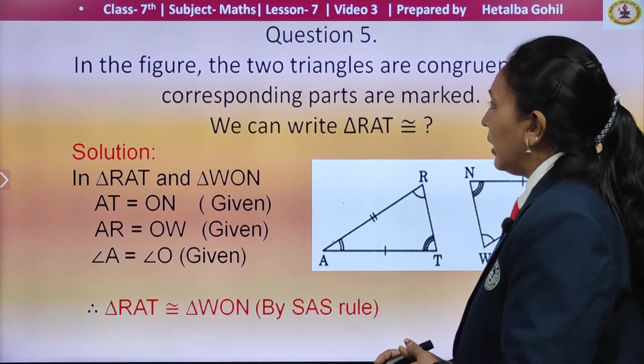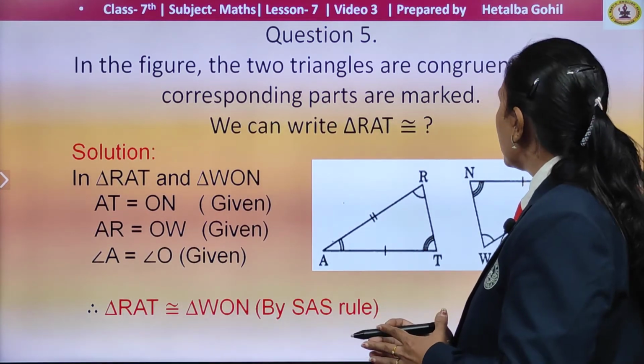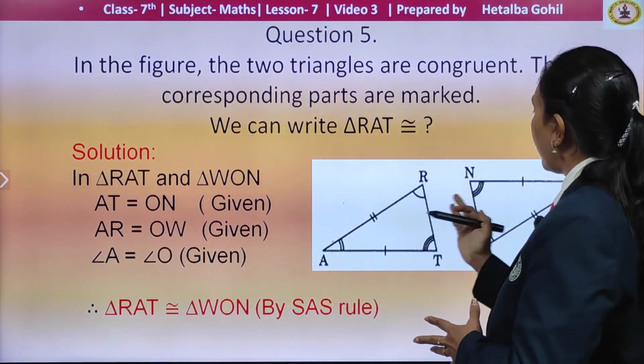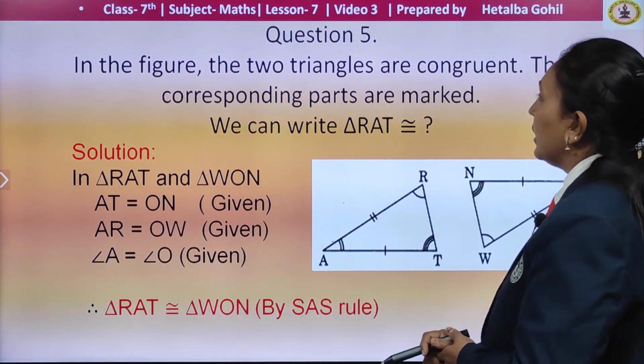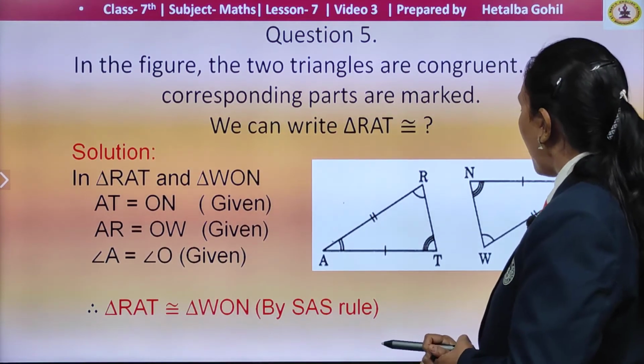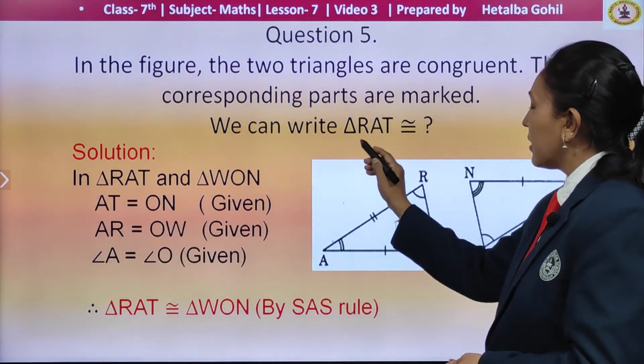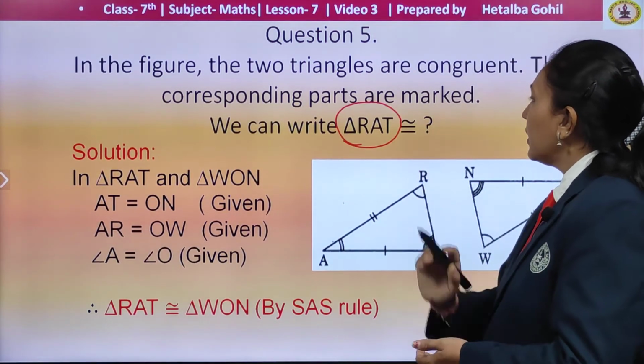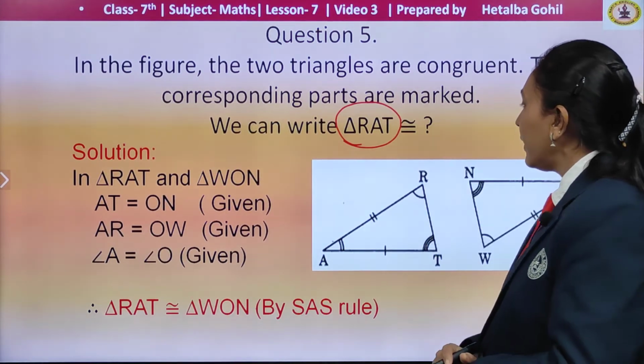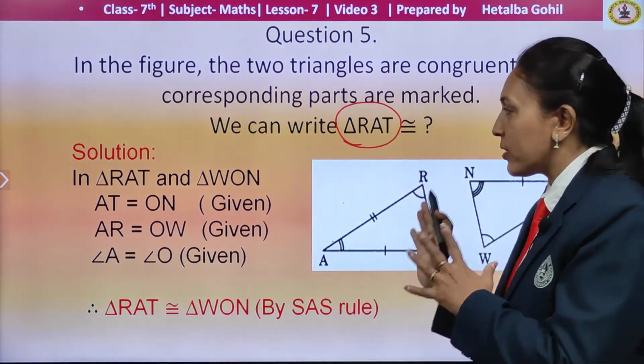Question 5. In the figure, the 2 triangles are congruent. You can see the 2 triangles are congruent, it is shown. The corresponding parts are marked. You can see the parts are marked. We have to write triangle RAT will be congruent to which triangle.